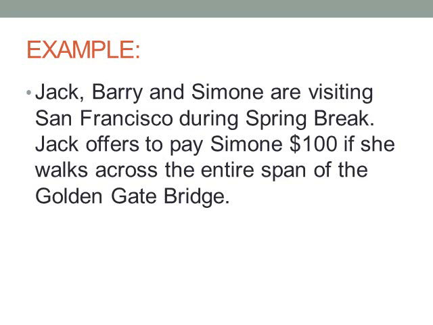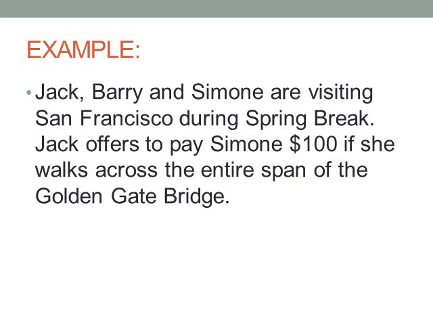If Jack offers to pay Simone $100 if she walks across the entire span of the Golden Gate Bridge, and Simone says, "Oh, no, I'm not going to do that," and turns around and walks away, are there any legal consequences? No, because it was just an offer and she didn't accept. She didn't act. You need the promise to act, or you actually have to do it. So there's no contract.